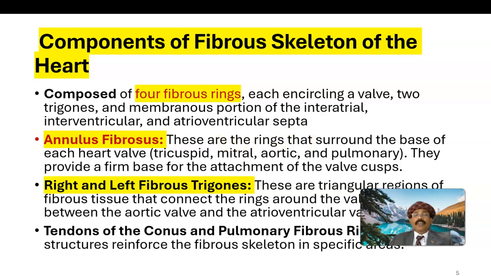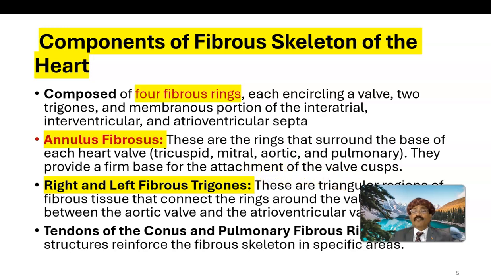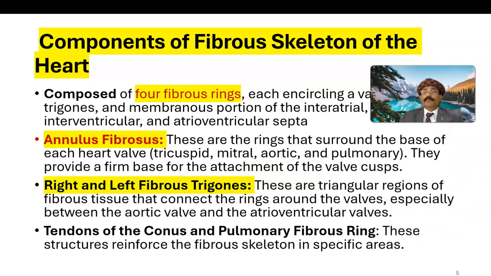Annulus fibrosus. These are the rings that surround the bases of each heart valve: tricuspid, mitral, aortic, and pulmonary. They provide a firm base for the attachment of the valve cusps. Right and left fibrous trigone. These are triangular regions of fibrous tissue that connect the rings around the valves, especially between the aortic valve and the atrioventricular valve.